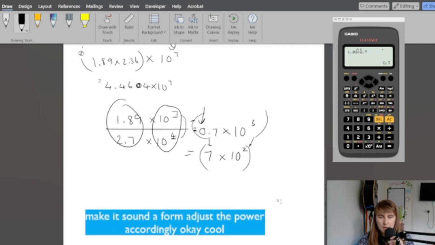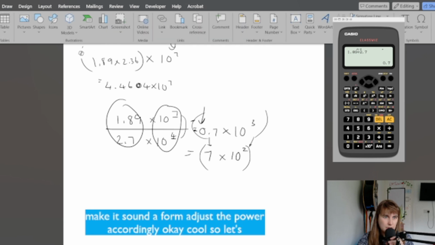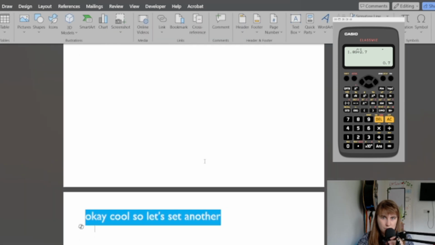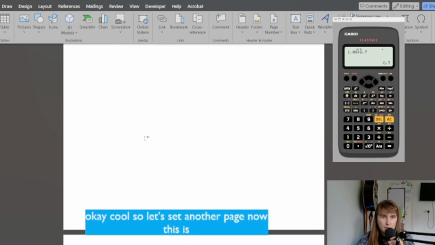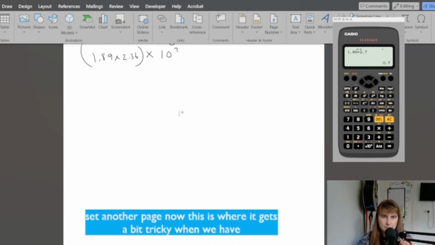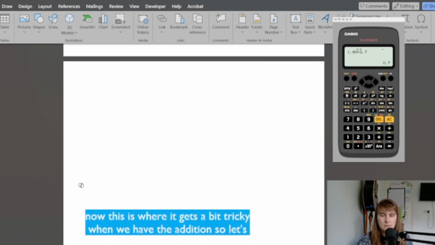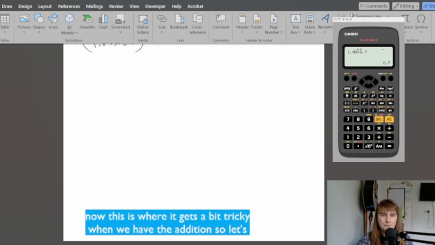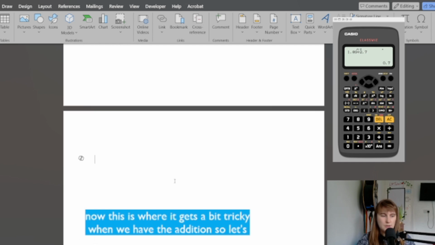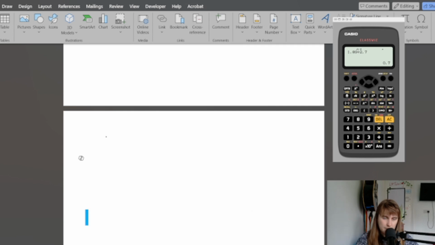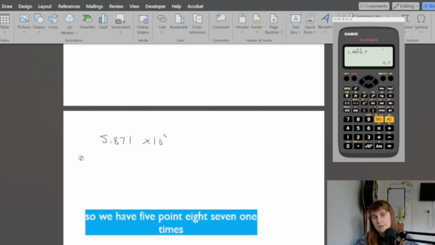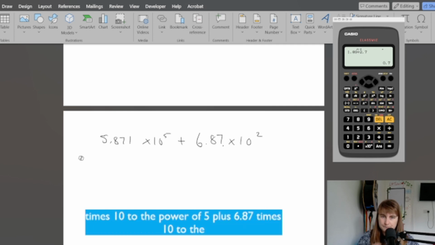Okay, cool. So let's set another page. Now this is where it gets a bit trickier when we have addition. So let's sit down here. Right. So we have 5.871 times 10 to the power of 5 plus 6.87 times 10 to the power of 2.